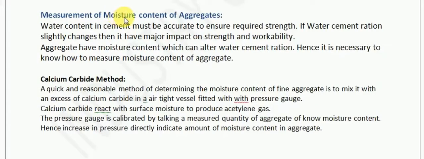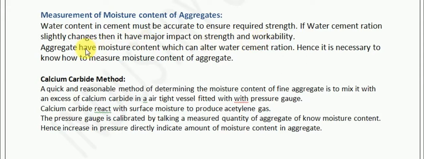Now let us understand moisture content of aggregate. Till here we are very clear that water cement ratio is one of the most important criteria by which we can ensure the required strength. If there is a slight change in the water cement ratio, then there will be a huge impact on the strength. Now the water content in the cement must be accurate to ensure the required strength. If the water cement ratio slightly changes, then it has a major impact on the strength and workability.